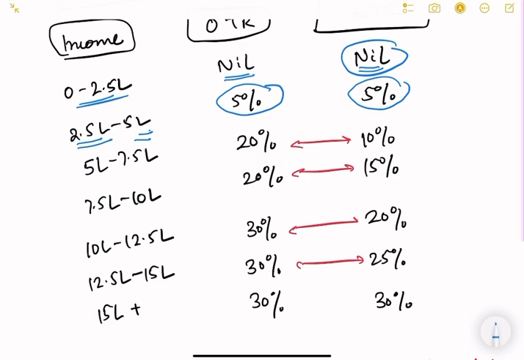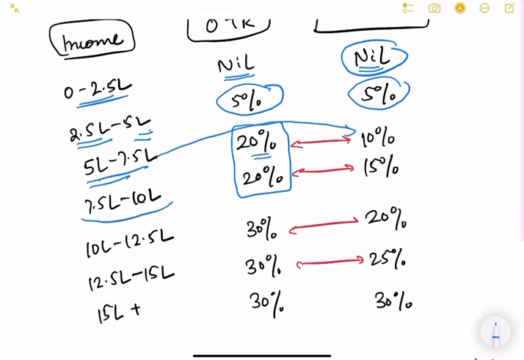Previously there was just one slab of 5 to 10 lakh where the income tax rate was 20%, flat for 5 to 10 lakh. But now the government has split this slab into two. For 5 to 7.5 lakh in the new tax regime, the rate is only 10% instead of 20%. And for 7.5 to 10, the rate is 15%. So you can see here that previously there was a flat rate of 20%, but now it has split into two smaller slabs and the rates have also reduced.